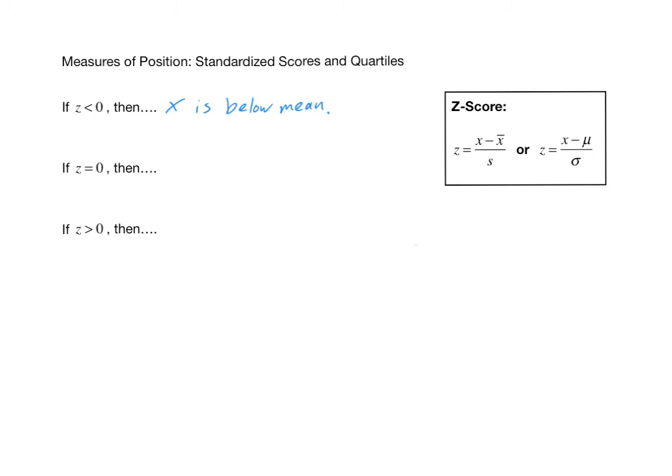What if z is 0? Well, the only way you could get this fraction to be 0 would be if you had the numerator be 0. And the numerator is 0 when x and mu are the same thing. So that means the x is exactly the mean. So if z is equal to 0, then x is the mean. And finally, if we get a positive value for z, like we saw in the previous example, this means the data point x is above the mean.